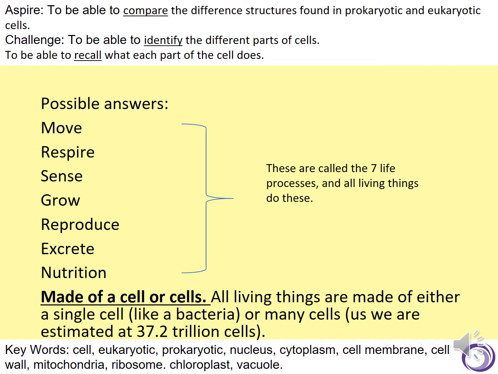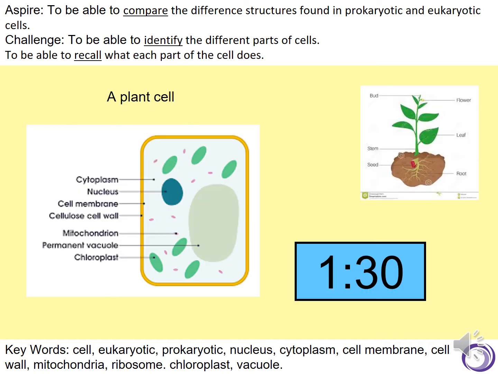That's an awful lot of cells. So, on your piece of paper, could you please, in the middle at the top, put a title of a plant cell? And we're going to start on the challenge part of our learning outcomes to identify the different parts of the cell. I'd like you to then label the parts of the cell as we have there.